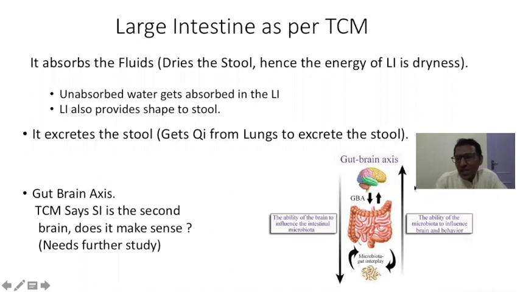Gut is nothing but GIT. So there are concepts, like I have written here, that need further study for myself. So there is a connection between the brain and the gut, and the gut and the brain. So in that way, whatever the TCM people have told, it is not nonsense. There is some sense to it, but how and what, the details, we will have to understand further.